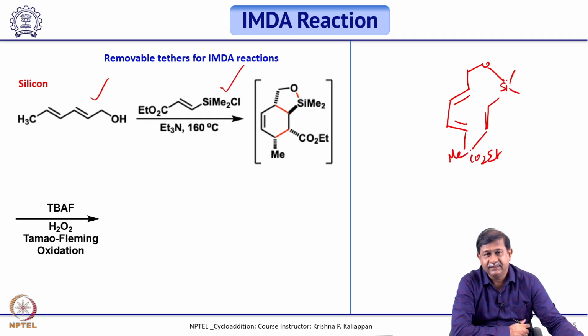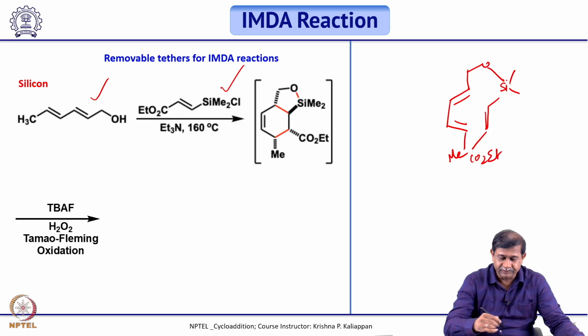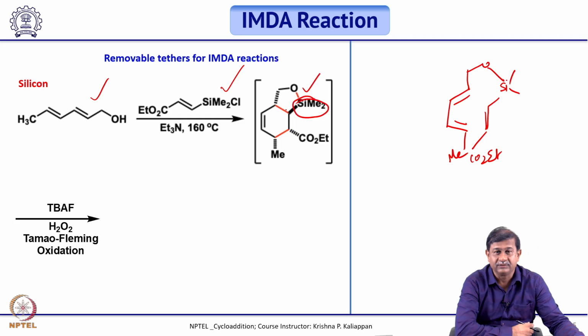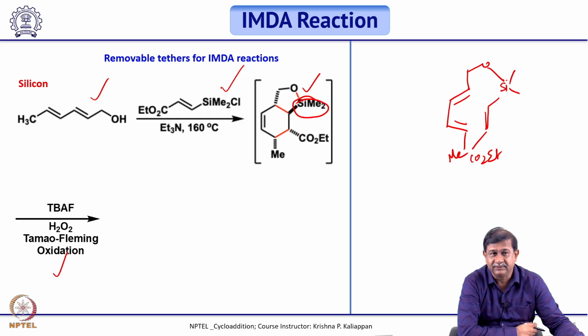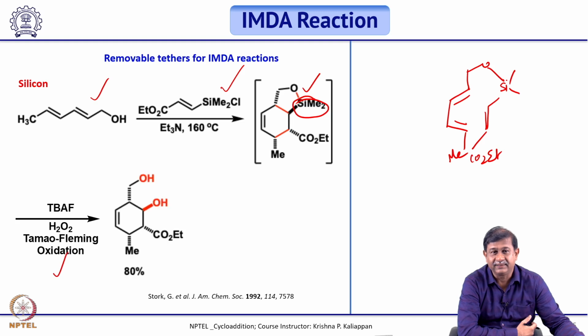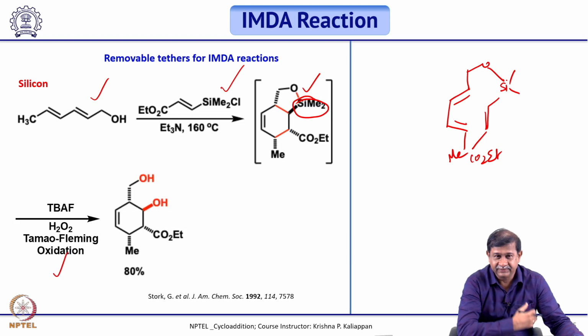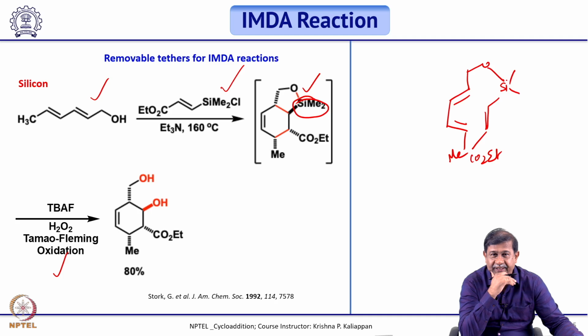Okay. And this will undergo intramolecular Diels-Alder reaction, and that will give you this bicyclic compound. And as you know, this C-Si bond can be easily oxidized using the Tamao-Fleming method. That is, you have to use a combination of fluoride and then peroxide. That way you will get the diol. Okay. So this is a very easy method to make tetra-substituted cyclohexene with complete stereo control.